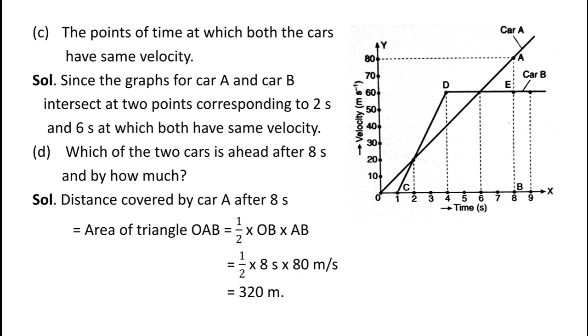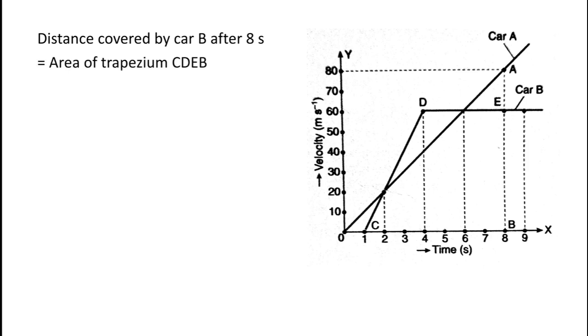Now let us find out the distance covered by car B after 8 second. So we have to find the distance covered by car B after 8 second. That is given by the area of the trapezium CDEB. Hence we can write distance covered by car B after 8 seconds is equal to area of trapezium CDEB.